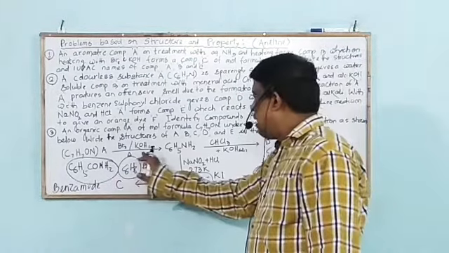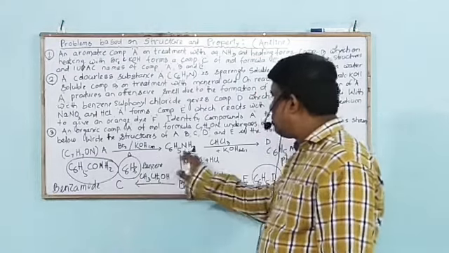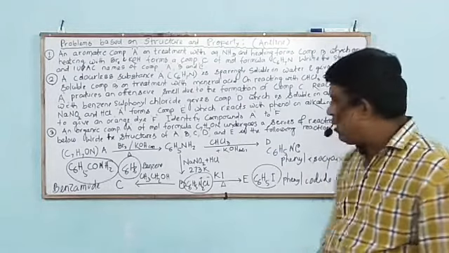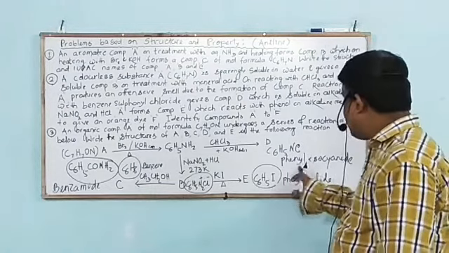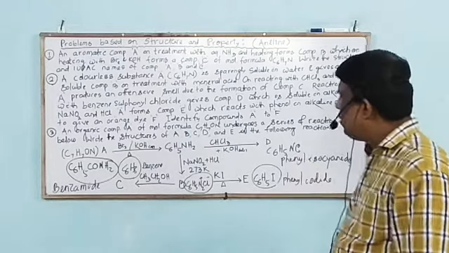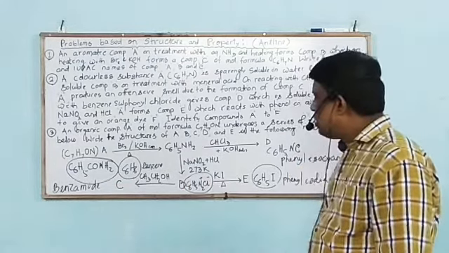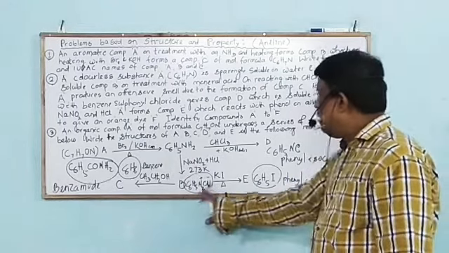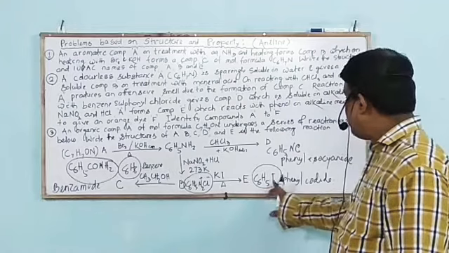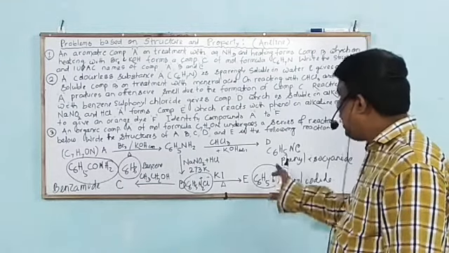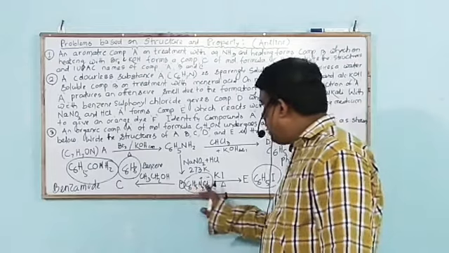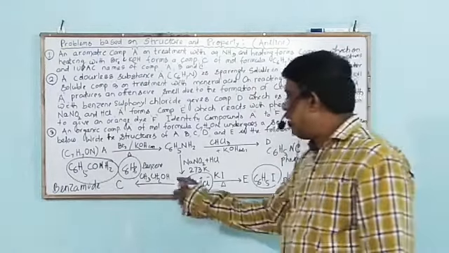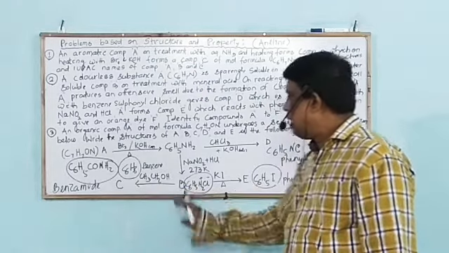C7H7ON, which reacts by Hofmann bromamide reaction to form aniline. Aniline undergoes carbylamine reaction to form phenyl isocyanide or phenyl carbylamine. Aniline undergoes diazotization to form benzene diazonium chloride. Benzene diazonium chloride heated with potassium iodide forms iodobenzene or phenyl iodide. Again, benzene diazonium chloride reacts with ethyl alcohol to form benzene, liberating acetaldehyde.